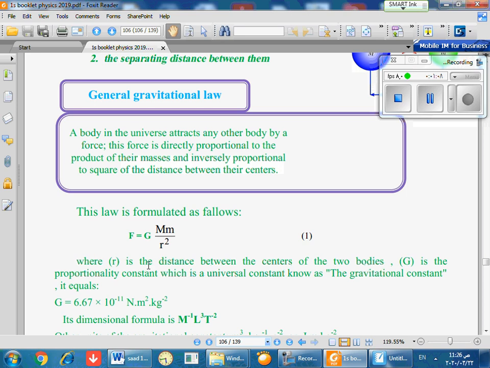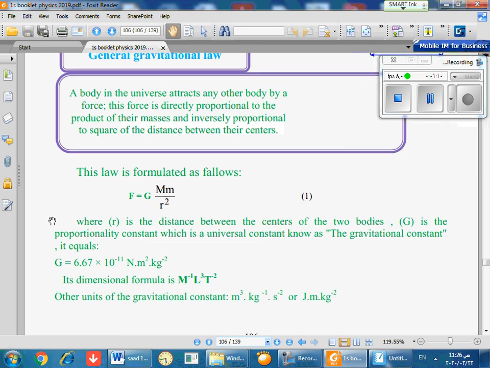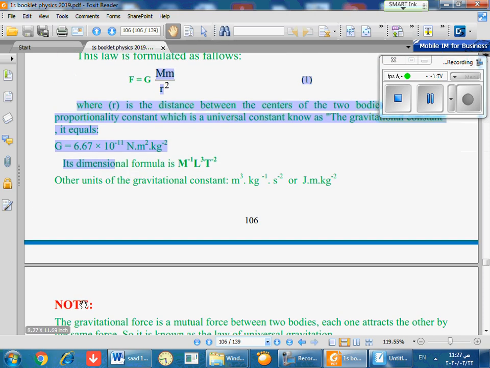Number one, G. G is called the universal gravitational constant. What's the value of G? G equals 6.67 times 10 to the power negative 11. The measuring unit of G is Newton meter squared per kilogram squared. We also have some equivalent units, like joule meter per kilogram squared, or meter cubed kilogram to the power negative 1 second to the power negative 2. These are the measuring units of G.